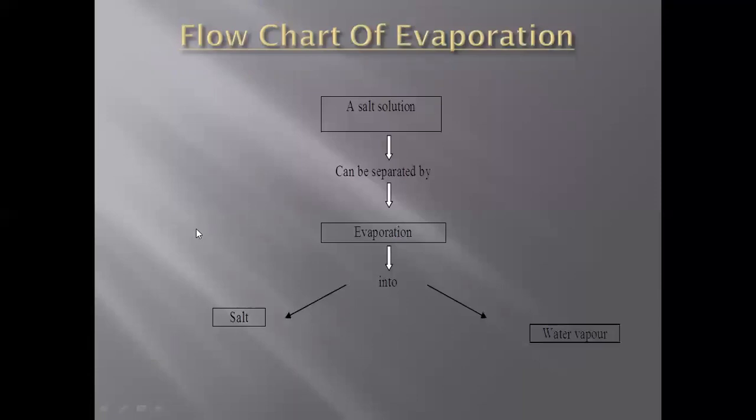This is the flow chart of evaporation of a salt solution. So it was separated by means of evaporation, and the solution was heated, and water, the liquid, the solvent, evaporates as vapors, and what was left behind? The salt, which is the dissolved solid particles.